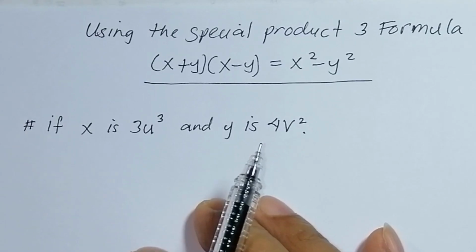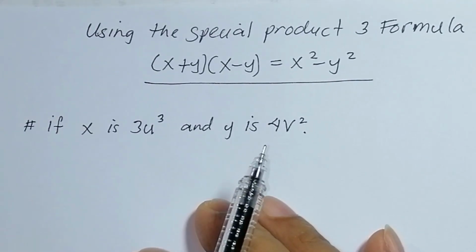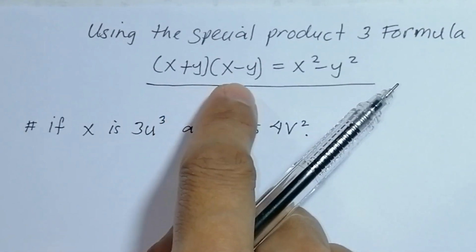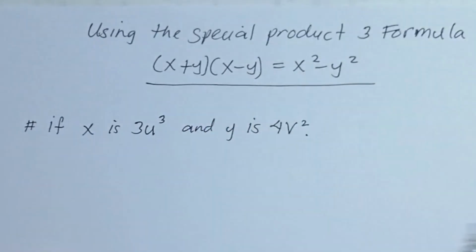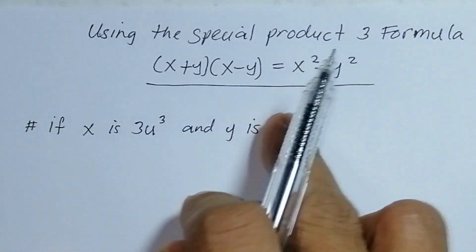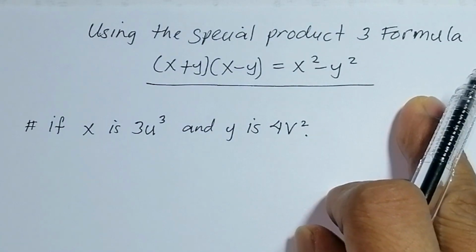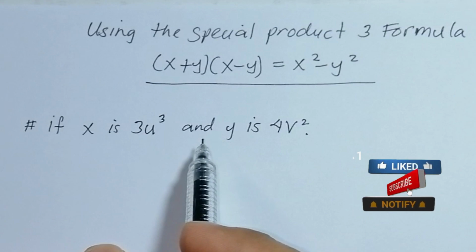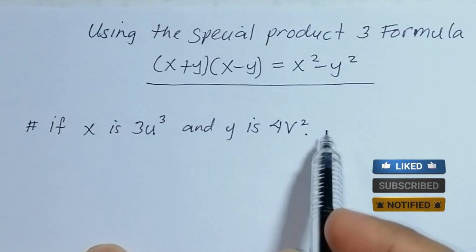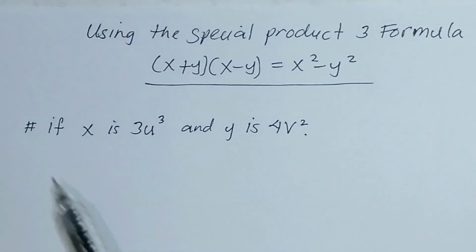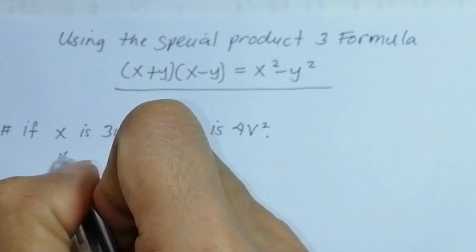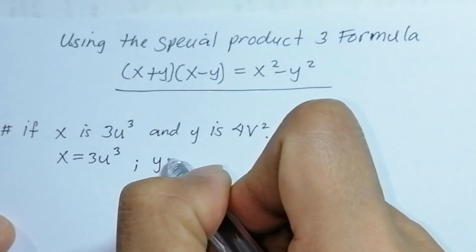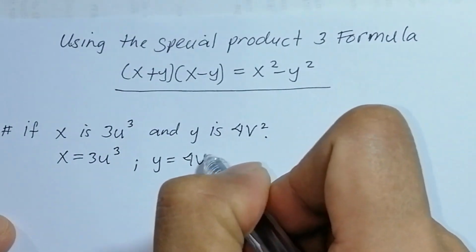Another, in this case we're going to use special product 3 formula, which is x plus y bracket x minus y is equal to x squared minus y squared. So this is the formula of difference of two squares. The problem is if x is 3u cubed and y is 4v squared, so we're going to find the product by using this formula. x is equal to 3u cubed, then our y is equal to 4v squared.